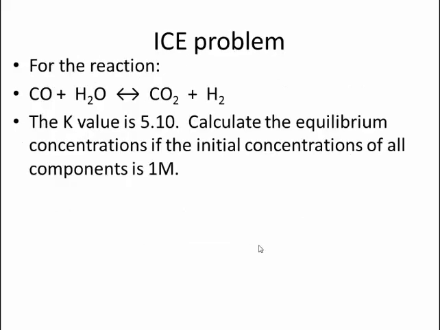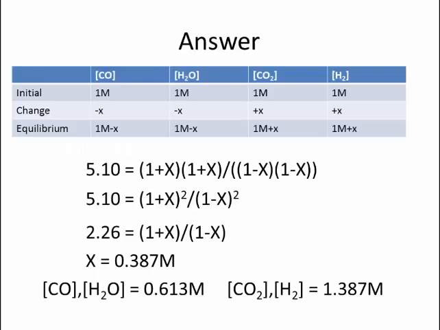So here's an ICE problem. For the reaction carbon monoxide plus water yields carbon dioxide and hydrogen, we find out that the K value is 5.10. So we want to calculate the equilibrium concentrations if the initial concentrations of all the components is 1 molar. So we start with 1 molar for all of them.